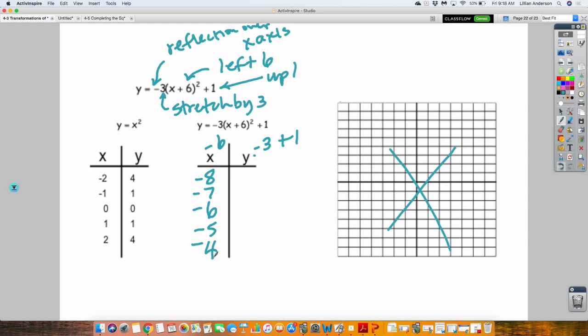So 4 times -3 plus 1. 1 times -3 plus 1. 0 times -3 plus 1. And then the 1 and the 4 are going to be the exact same values from before because it's symmetric. And then you use those to graph. How do you feel? Okay? All right.